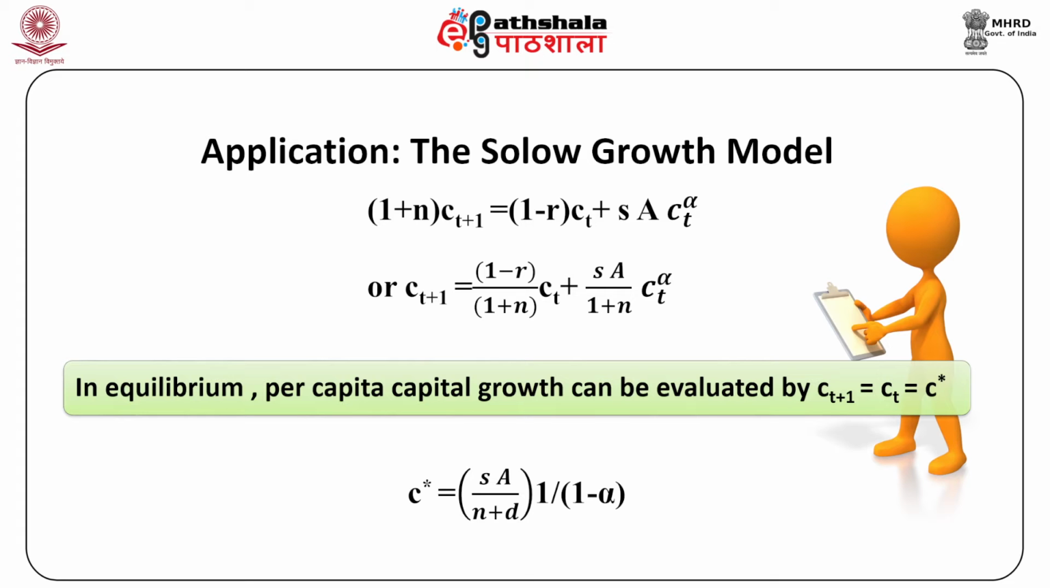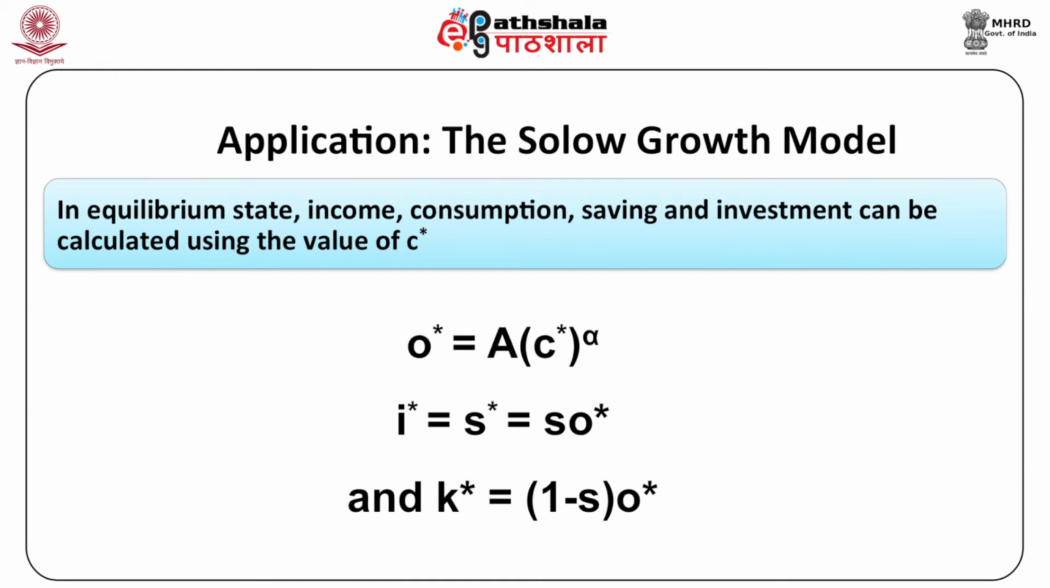In equilibrium, per capita growth can be evaluated by C_{t+1} is equal to C_t is equal to C star. Substituting in the above model, we get C star is equal to (S A divided by (n plus R)) raised to the power of 1 divided by 1 minus alpha. Correspondingly, in the equilibrium state, income, consumption, saving, and investment can be calculated using the value of C star: O star is equal to A C star raised to the power of alpha. I star is equal to S star, which is equal to S into O star, and K star is equal to (1 minus S) into O star.